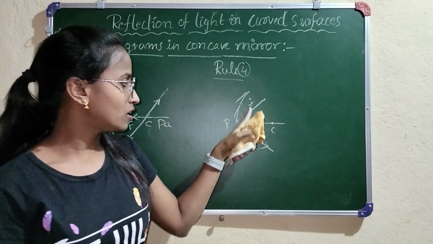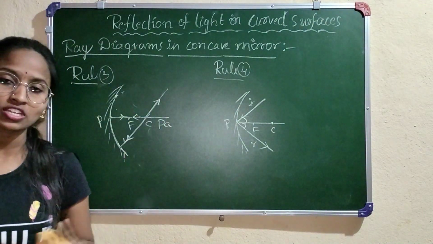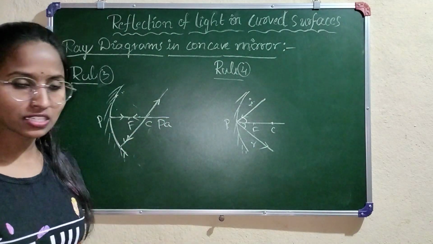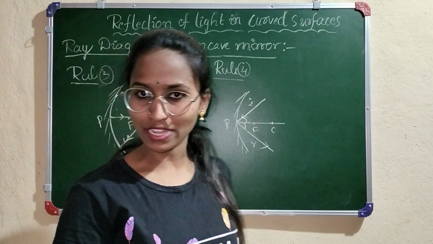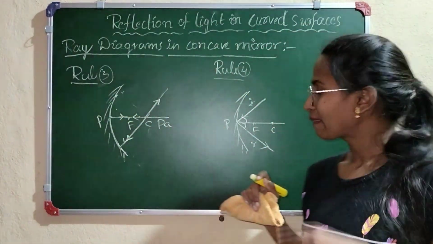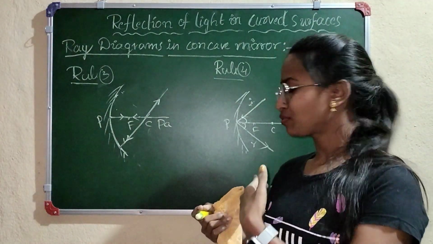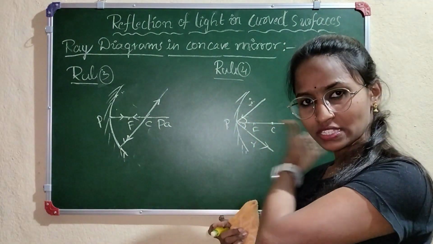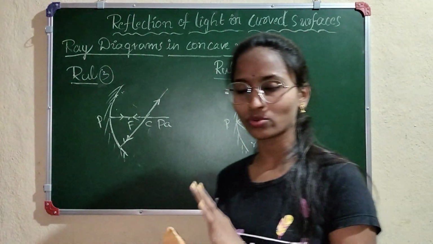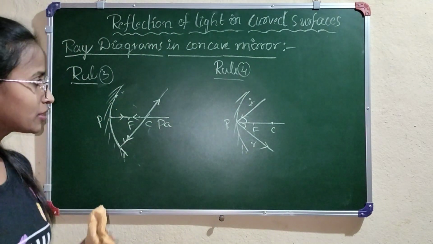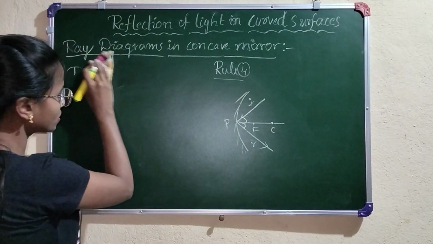So this is the fourth rule. Third rule: if the incident ray passes through the center of curvature, after reflection it will pass along the same line. Next, rule 4: if the incident ray hits the pole making some angle, after reflection it will reflect making an equal angle. These are all. Only 4 rules are there for the concave mirror. Let me revise all those once again shortly.